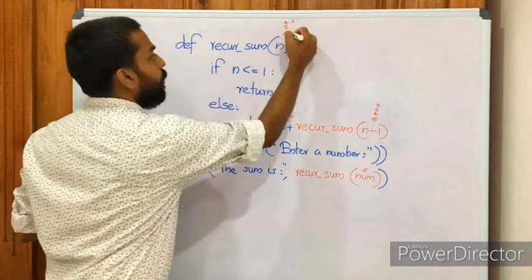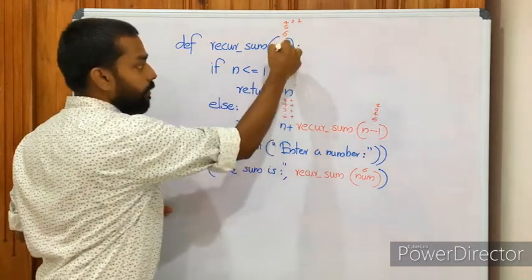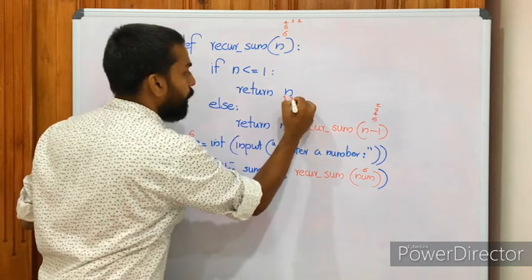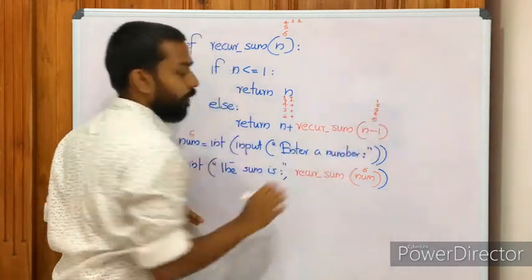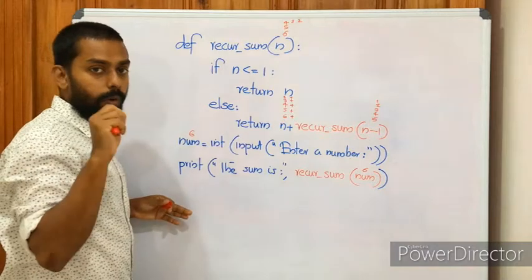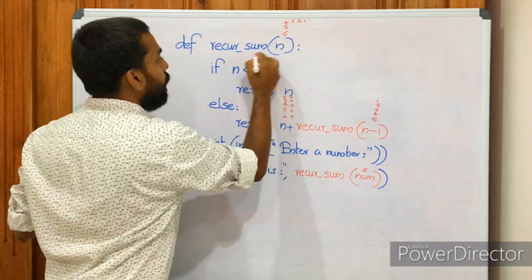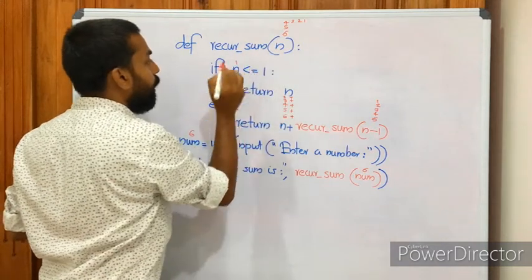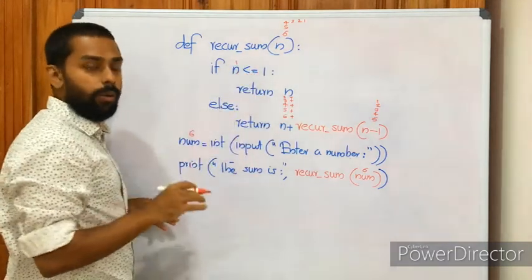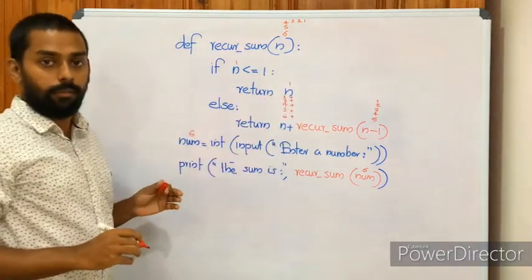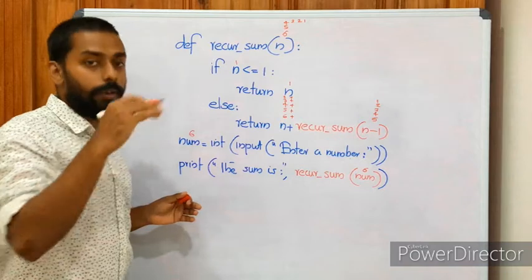Then again to the header, n gets 2. 2 is not less than or equal to 1, so it moves to else. Then 2 plus recursion of n minus 1, that is 2 minus 1, which is 1. Recursion of 1: here the value of n is 1. 1 is less than or equal to 1, 1 equals 1. At that time it returns the value of n, that is 1. We got the result for the last function calling.